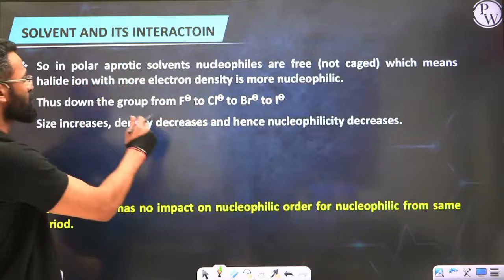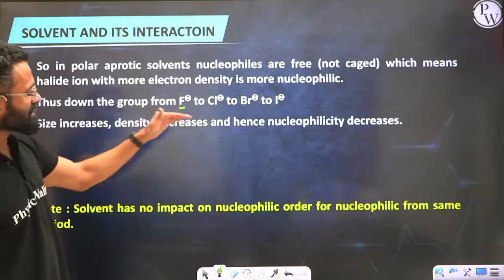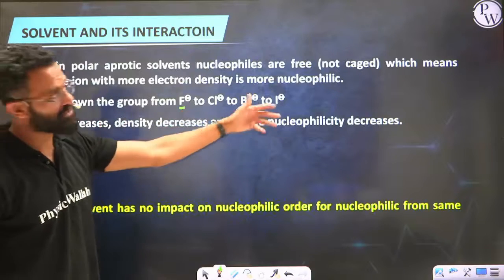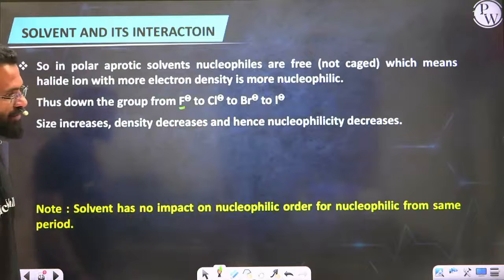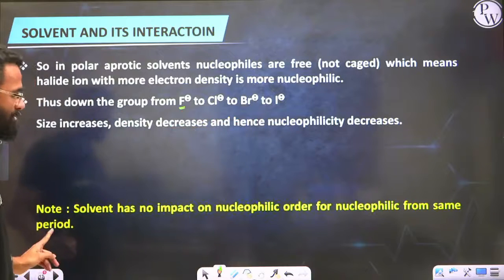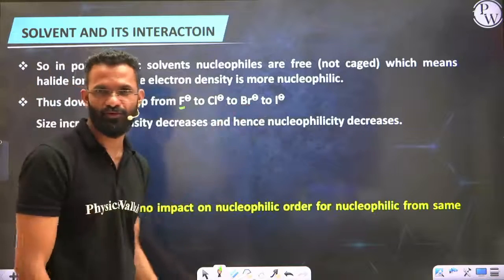Hence, down the group, F will be the best nucleophile. Size increases, meaning density decreases. That is, nucleophilicity decreases. And like I mentioned, solvent has no impact on the nucleophilic order for nucleophiles from the same period. That is CH3 minus up to F minus, what we discussed.